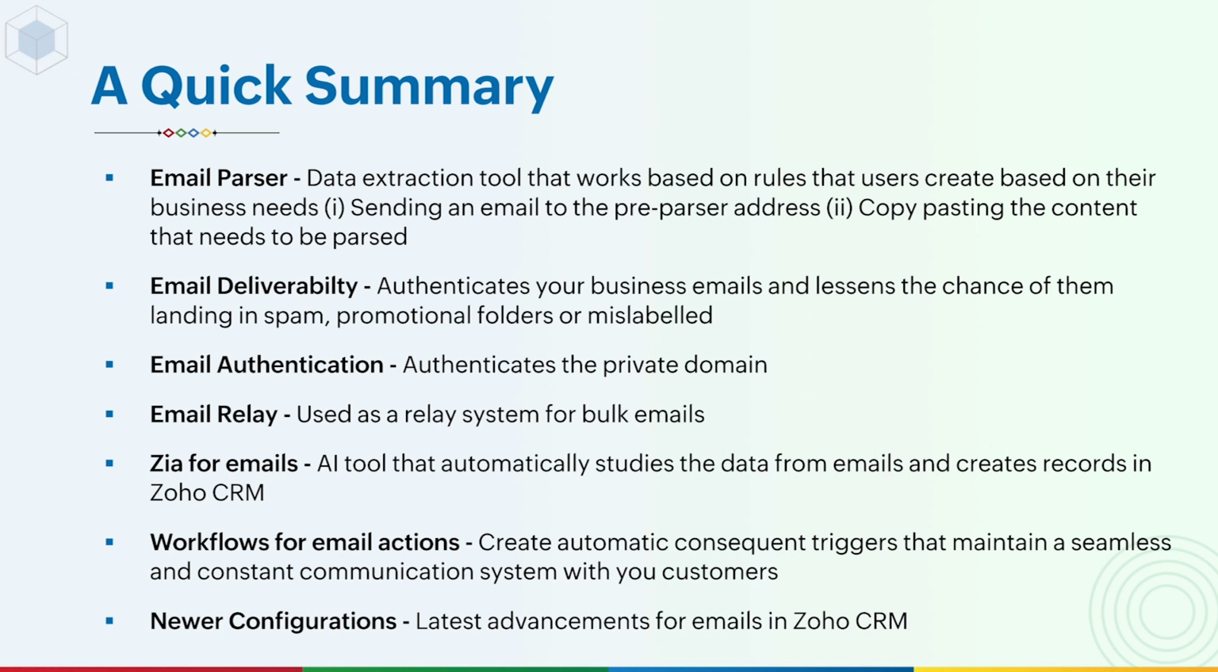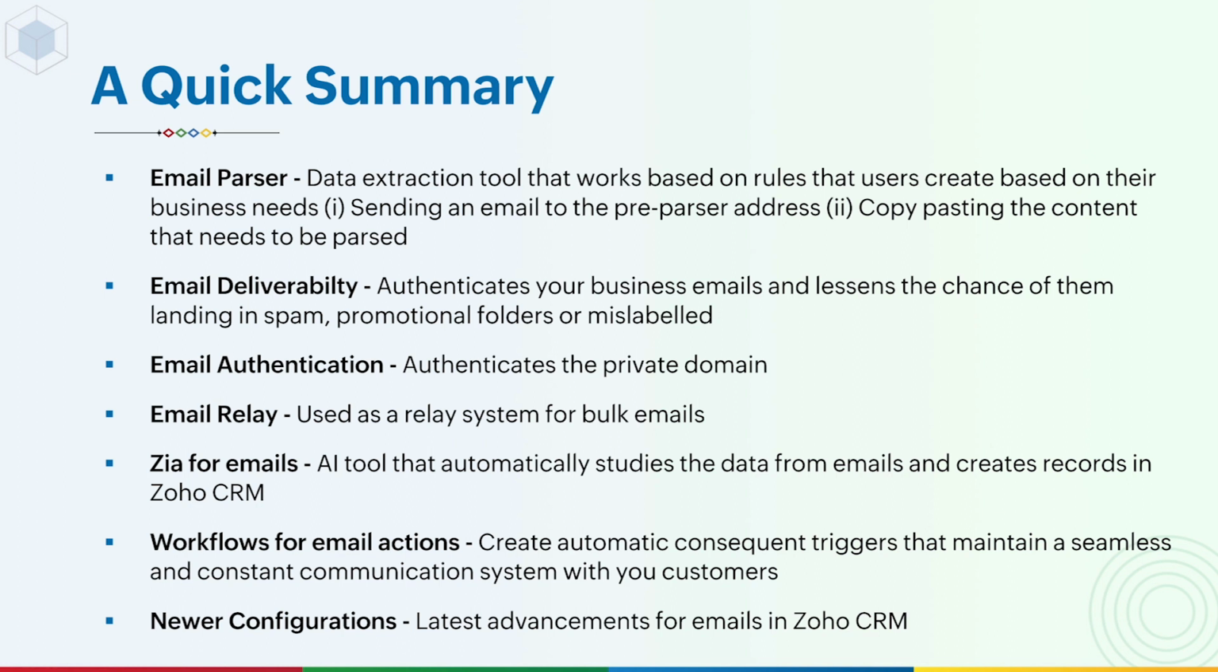Then, email deliverability. It's a feature that authenticates your business emails and lessens the chance of them landing in spam, promotional folders, or mislabeled. Email deliverability is split into email authentication and email relay. Email authentication is a process used to verify the private domains. Email relay is a feature that is used while sending bulk emails.